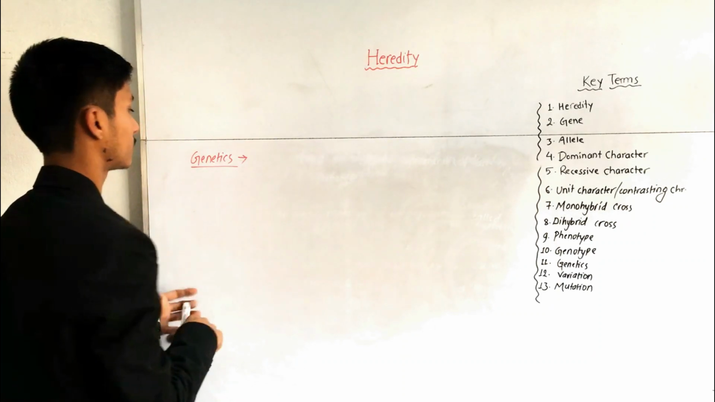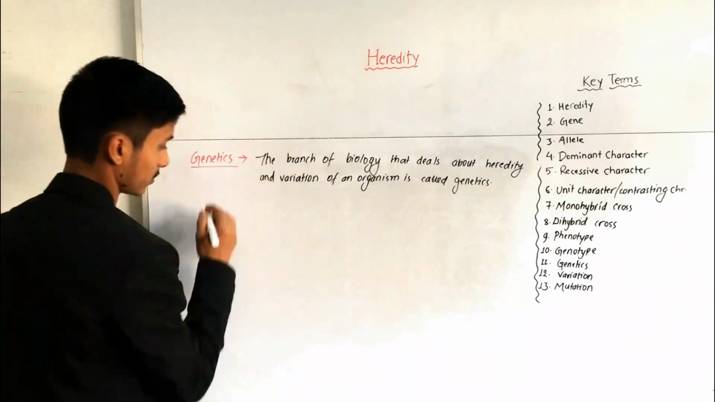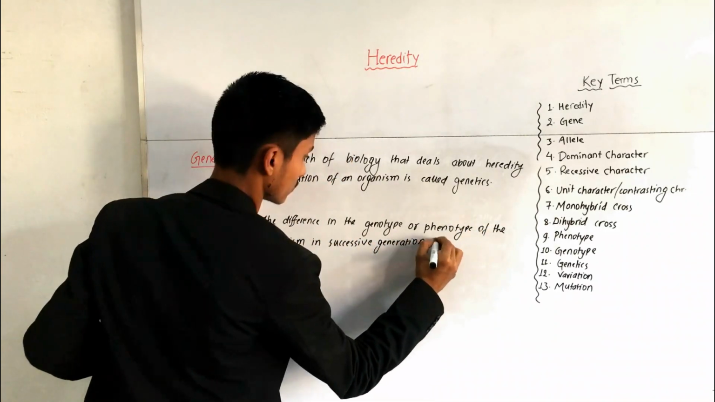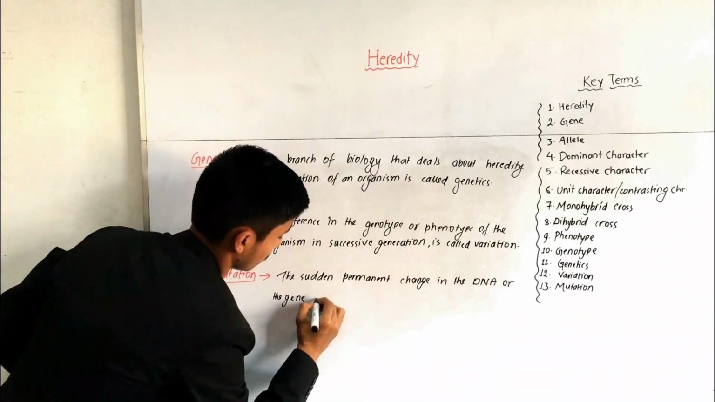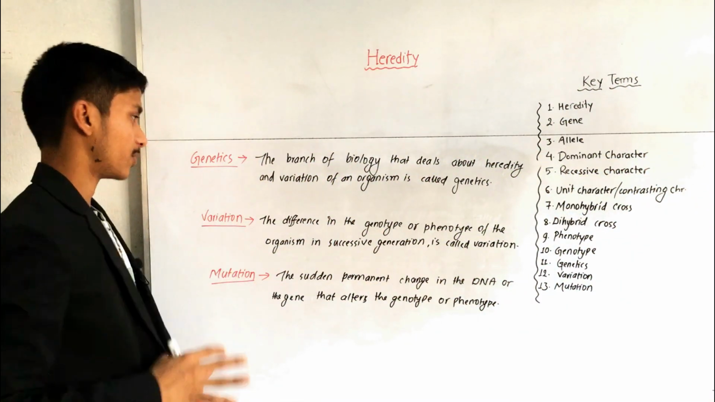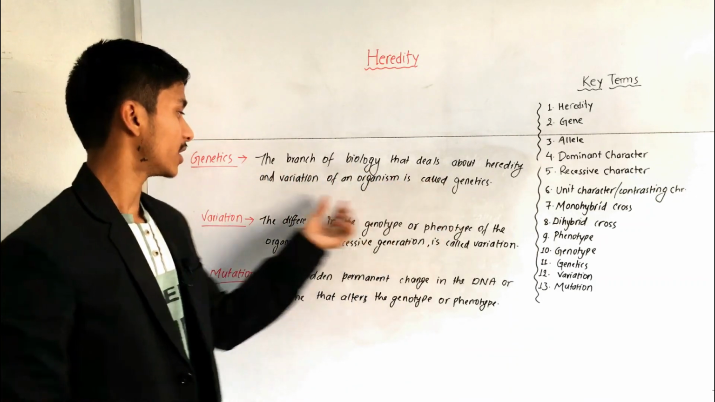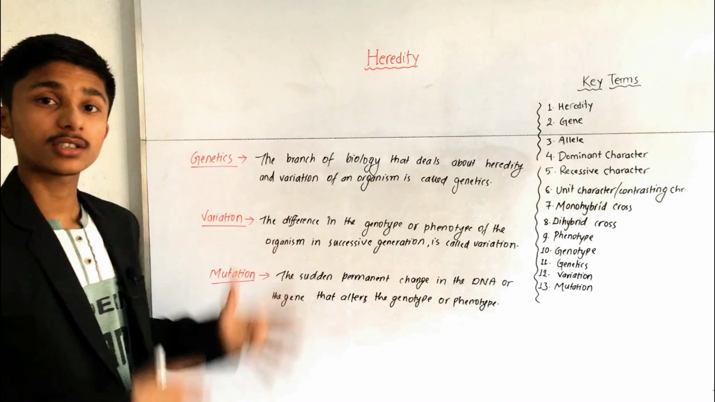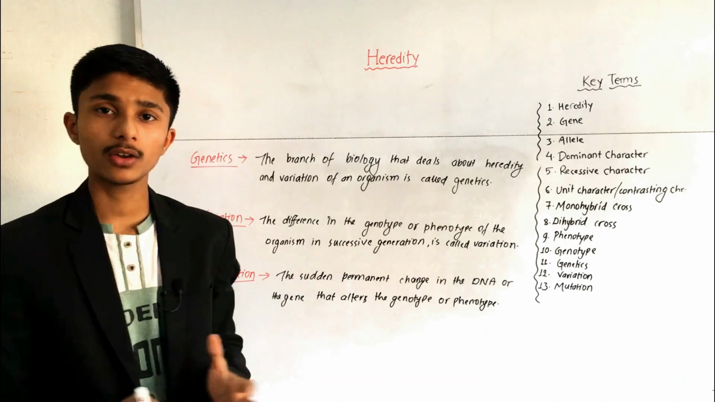Genetics. Now we discuss all these topics. Genetics. The definition of genetics is the branch of biology that deals with heredity and variation of an organism. Genetics is the branch of biology that deals with the heredity and variation of an organism.